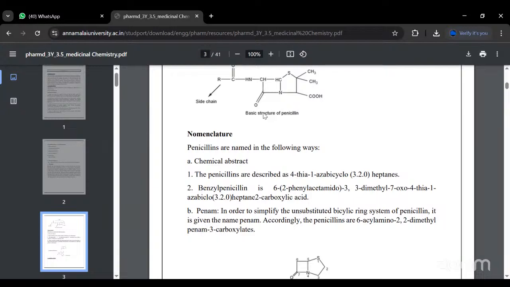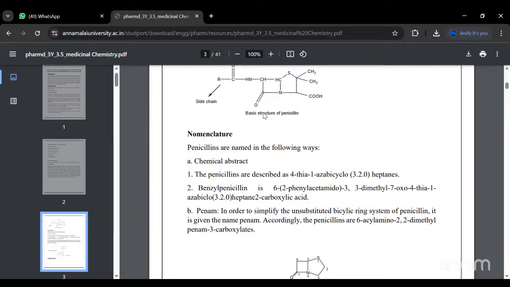Penicillins are named in the following ways. One is the chemical abstract. The penicillins are described as 4-thia-1-azabicyclo heptane. Second one, benzyl penicillin is 6-(2-phenylacetamido)-2,2-dimethyl-7-oxo-4-thia-1-azabicyclo heptane carboxylic acid.